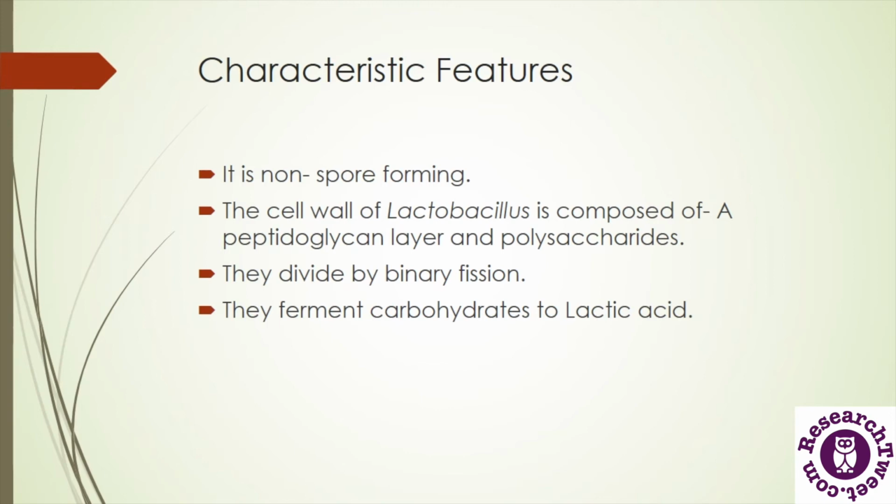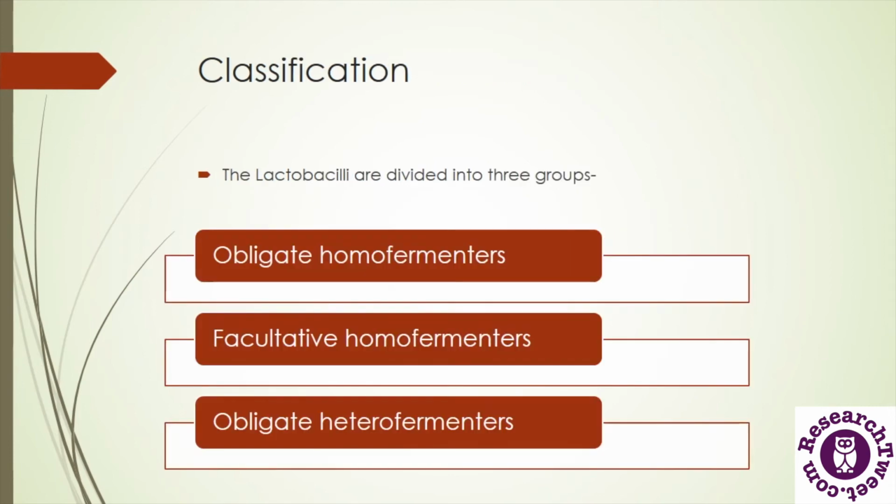They have an ability to convert the hexose sugar, or the 6-carbon sugar like glucose or fructose, into lactic acid, but they cannot convert the pentose sugar. Now, according to their characteristic features, the genus Lactobacilli is divided into 3 groups, which are obligate homofermenters, facultative homofermenters, and obligate heterofermenters. The classification of Lactobacilli is based on the carbohydrate fermentation pathways that are adopted by these particular species.